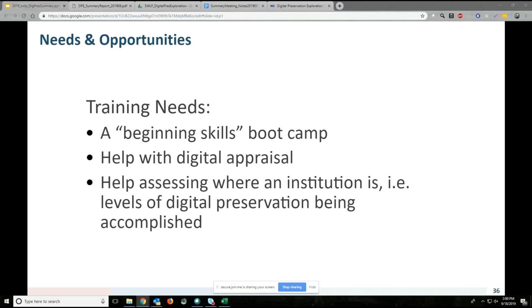And in addition to all of this, we talked about training needs. People came up with different ideas and areas that they would like to get training in. A beginning skills boot camp for digital preservation, help with digital appraisal, where someone could come and help them actually look at what they have and where they need to get started, and help with assessing where an institution is, i.e., levels of the digital preservation being accomplished. That was something that came up a lot, the idea of developing kind of a system of levels to help guide people to see where they could be in a process of developing digital preservation initiatives at their institution, but also where they could be going.